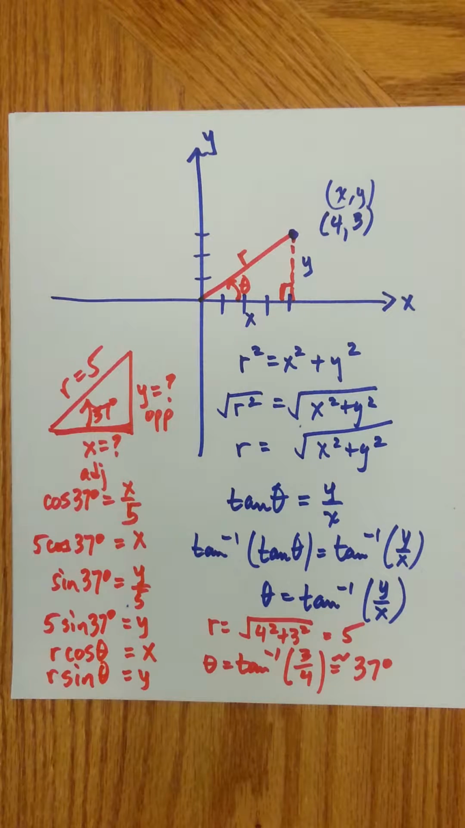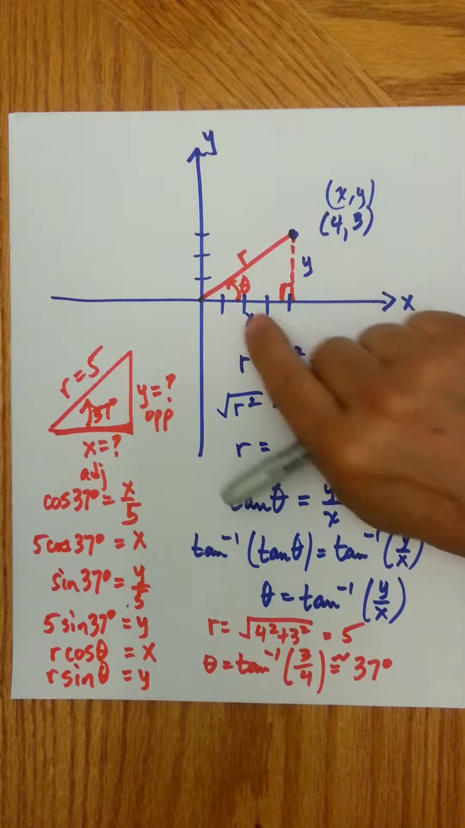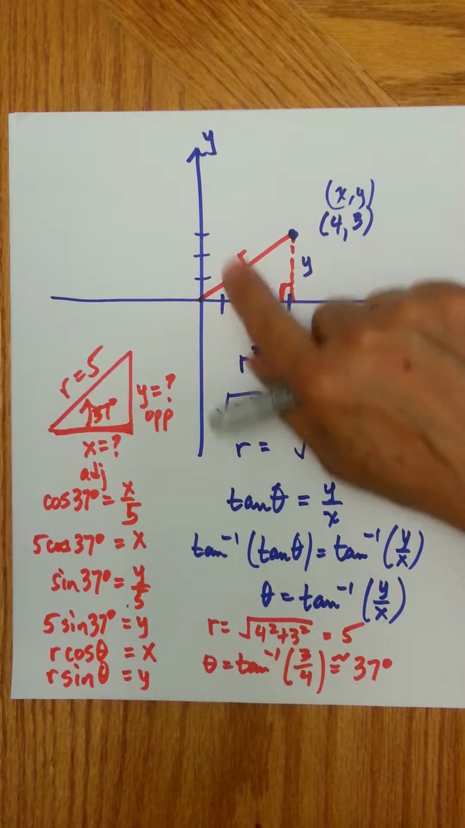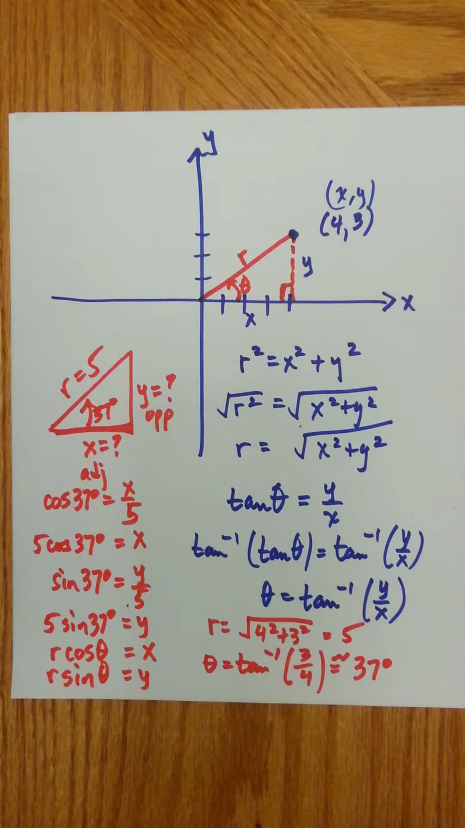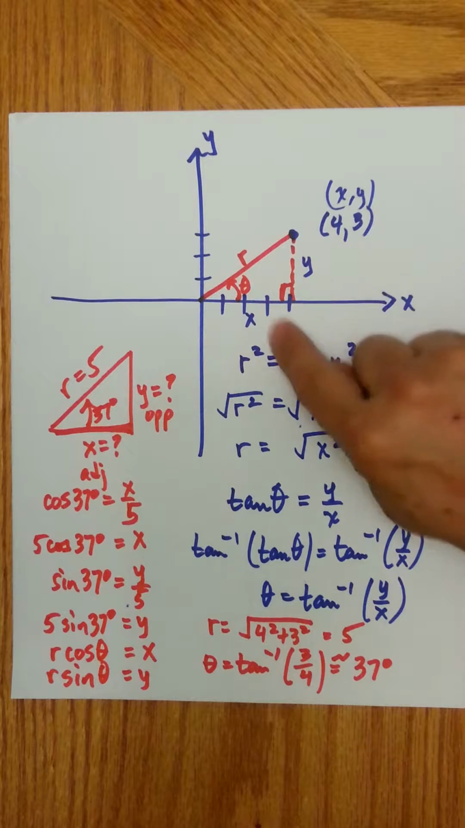Okay? But you really don't have to memorize this if you just essentially realize that you've got 4 different variables here. You've got theta and r for one system, that's the polar system. You've got x and y for the Cartesian system.